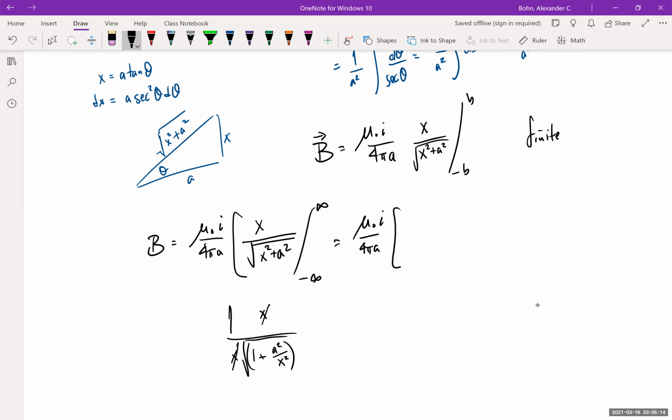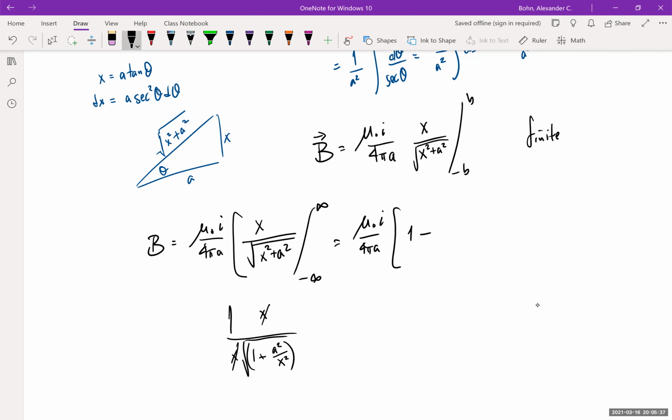Positive infinity is the easy one. We've got no problems. We cancel, we get a 1. X goes infinite, a over x goes to 0, the denominator becomes 1, and it's just 1. Oh, yeah. Infinity over the square root of infinity squared. Okay, 1.